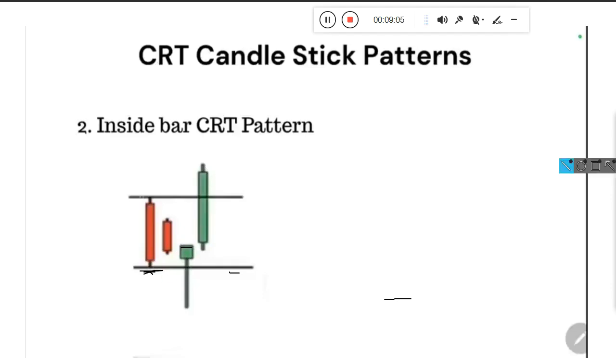You can trade the distribution. So in common sense, this is what we are saying. This first candle is your accumulation, and then the second candle is your manipulation, and the third candle is your distribution. That's what we are saying in simple layman's terms.